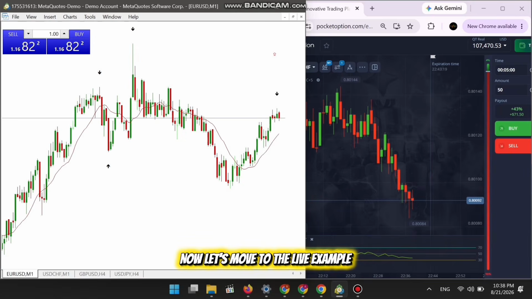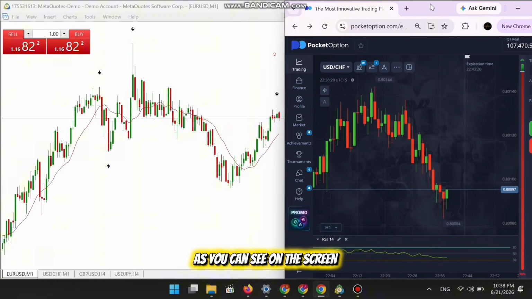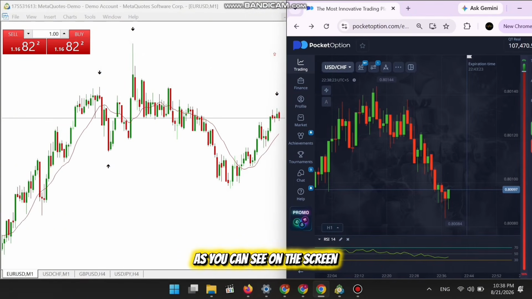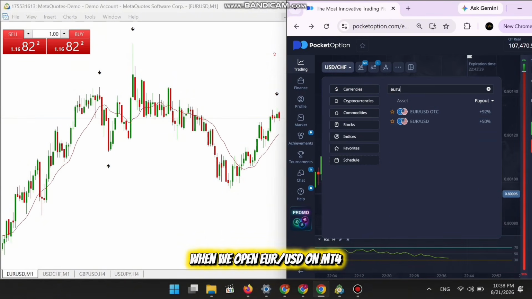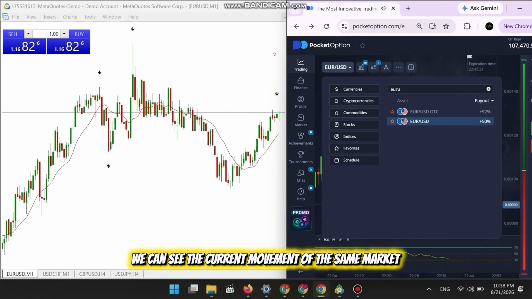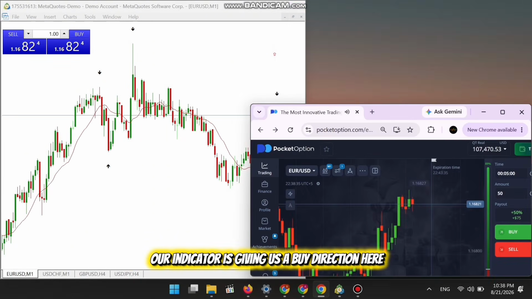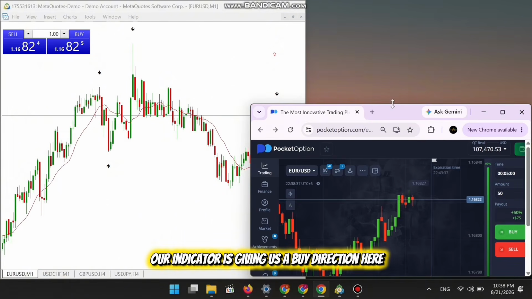Now, let's move to the live example. As you can see on the screen, we are going to select the EUR/USD pair. When we open the MT4, we can see the current movement of the market. Our indicator is giving us a buy direction here.